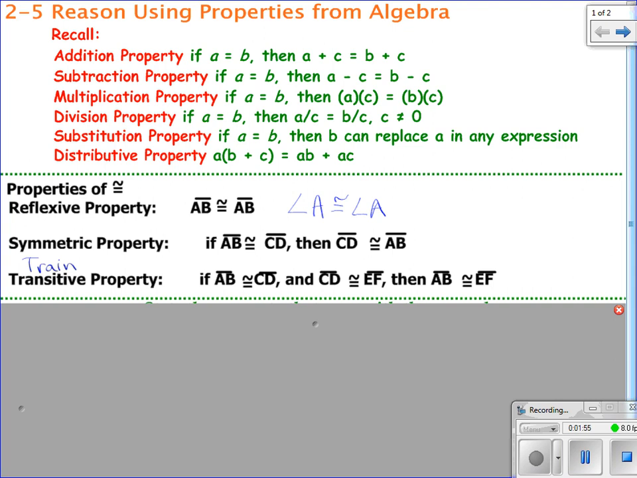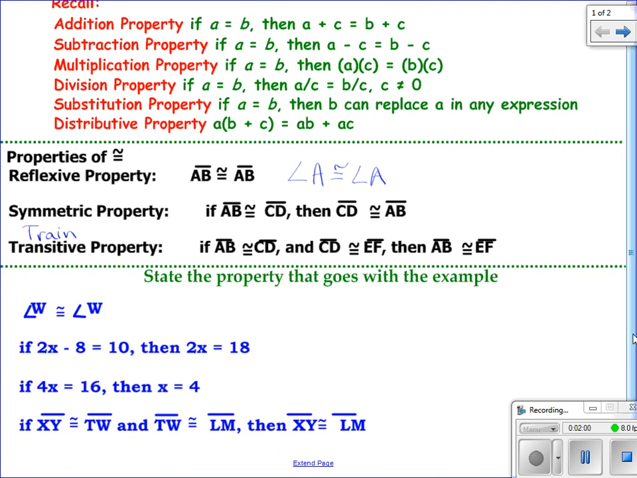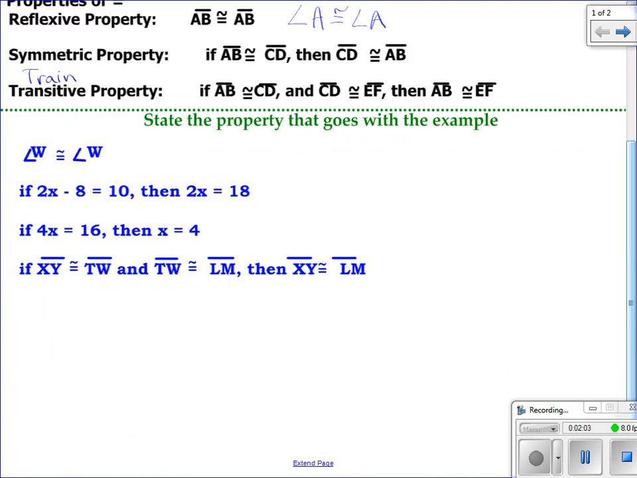Okay, so let's look at these options down here at the bottom and list what property they are talking about. What would I write next to angle W congruent to angle W? Reflexive, yes. We're going to see that one a lot in chapter 4. Let's look at the next one. If 2x minus 8 equals 10, then 2x equals 18. How did they get from the hypothesis to the conclusion on that? How did they get from the hypothesis to the conclusion?